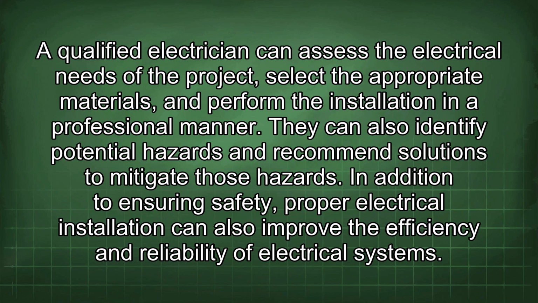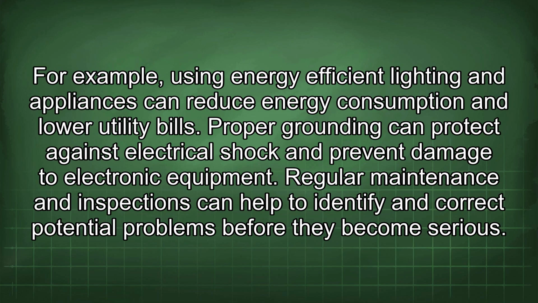In addition to ensuring safety, proper electrical installation can also improve the efficiency and reliability of electrical systems. For example, using energy-efficient lighting and appliances can reduce energy consumption and lower utility bills. Proper grounding can protect against electrical shock and prevent damage to electronic equipment. Regular maintenance and inspections can help to identify and correct potential problems before they become serious.